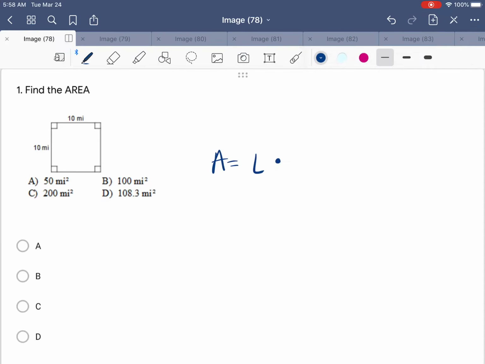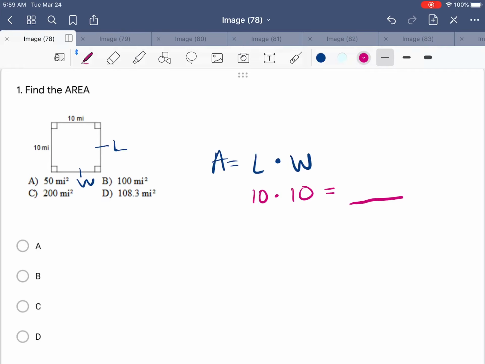length times width. I'm hoping that everybody has heard that before, and that is nothing new to us, but we just have to take the length times the width, which we could say that this one is the length and this one is the width on this square. So basically on this first one, we're just going to take the length, which is 10, times the width, which is 10, so it would be 10 times 10, whatever that answer is.